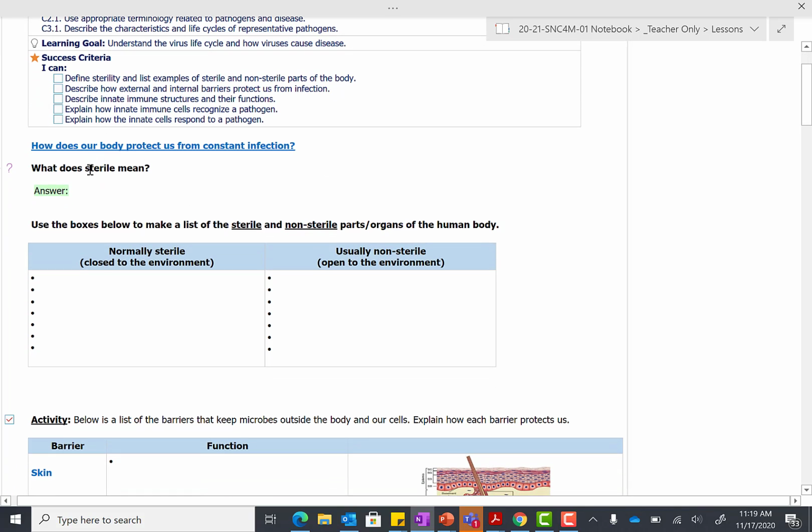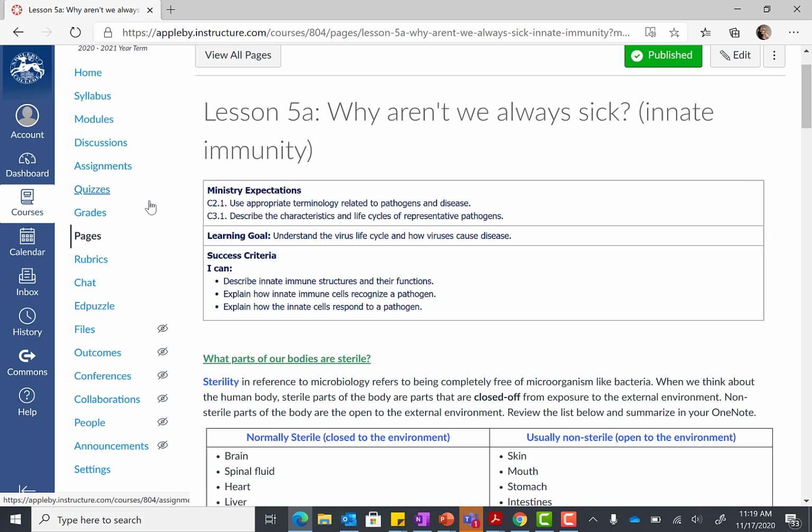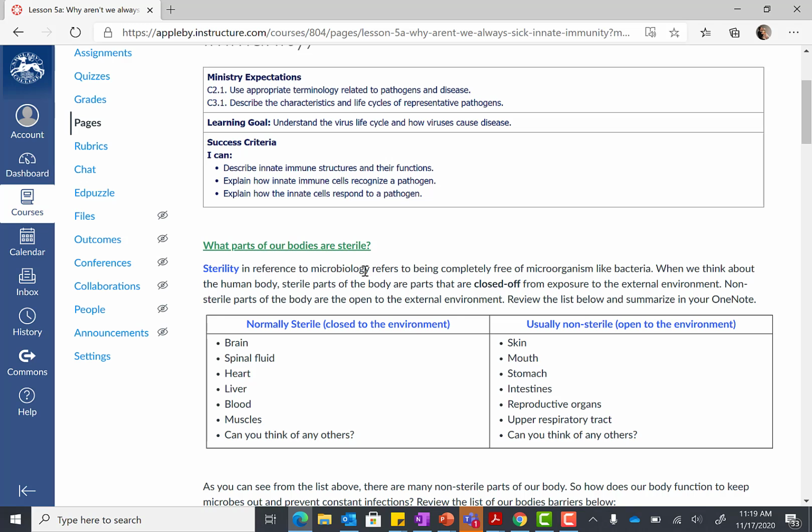And the very first part of the lesson starts you off by defining what sterile means. If you come back to the Canvas lesson, you'll see that we talk about this idea of sterility at the very top. And the main point here is that sterile parts of the body are closed off from the external environment, meaning that most of the time, barring injury and things like that, these parts of the body are going to be completely free of microorganisms.